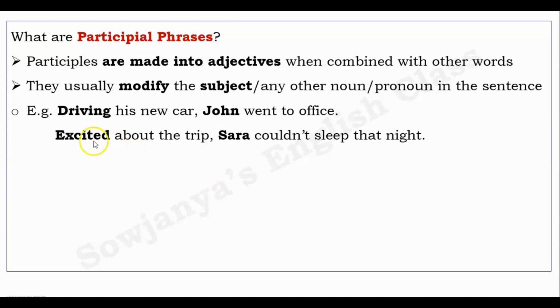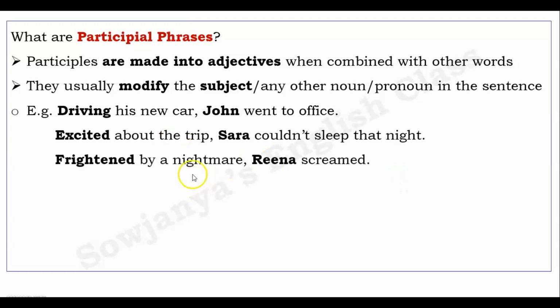Excited. How is she? Excited. Excited about the trip. Sarah couldn't sleep that night. Why was she not able to sleep? Because she was excited about the trip. Frightened by a nightmare, Reena screamed. Again, one more past participial phrase. Frightened by a nightmare, Reena screamed. Why did she scream? Because she was frightened by a nightmare.